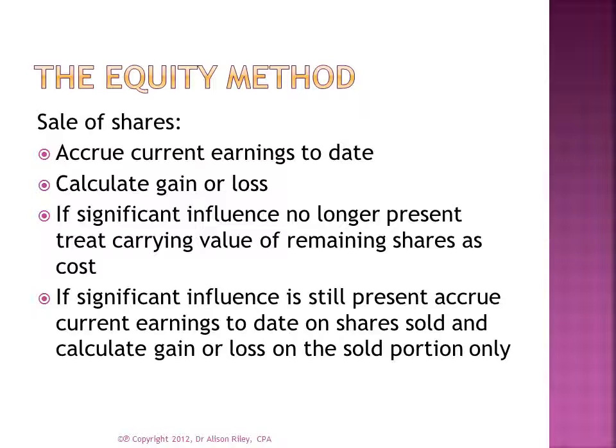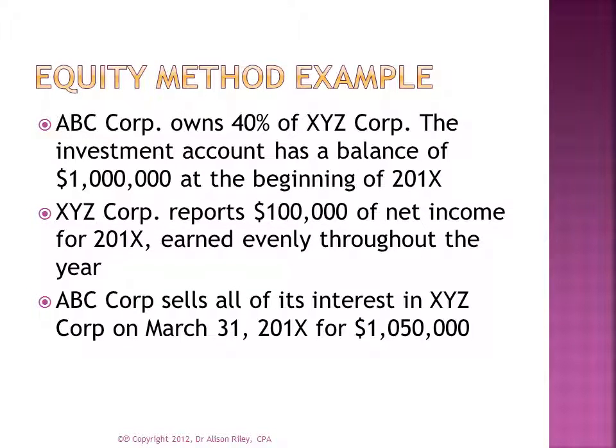After the sale of a portion of the investment, potential significant influence over the investee may be relinquished. In this case, the investment is accounted for using the cost method from that point forward, with the remaining book value of the investment becoming the new cost. Let's look at how this works.